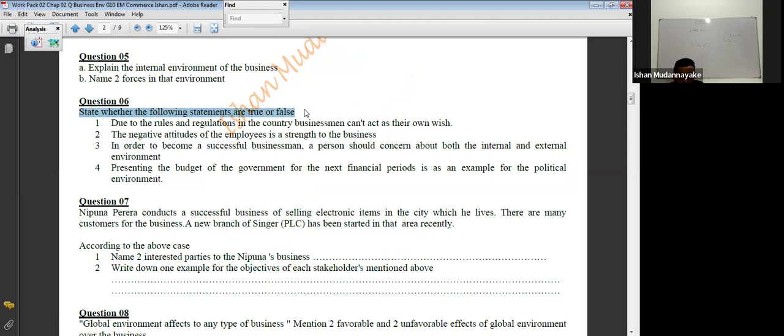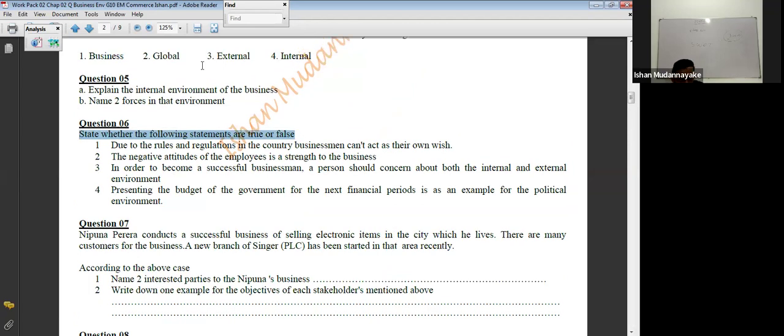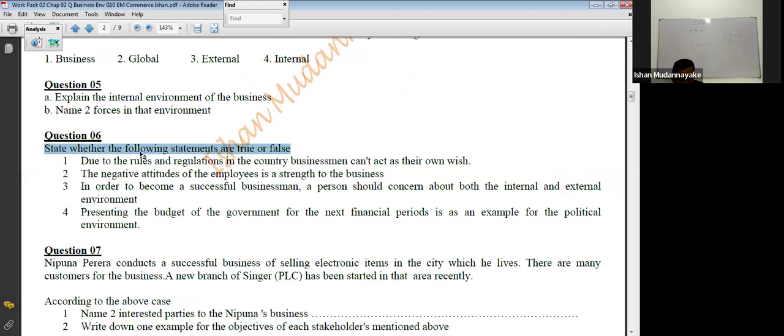Right. Now, question number 6. Look at question number 6. State whether the following statements are true or false. Look at the first one: due to the rules and regulations in the country, businessmen cannot act as they wish. True or false?